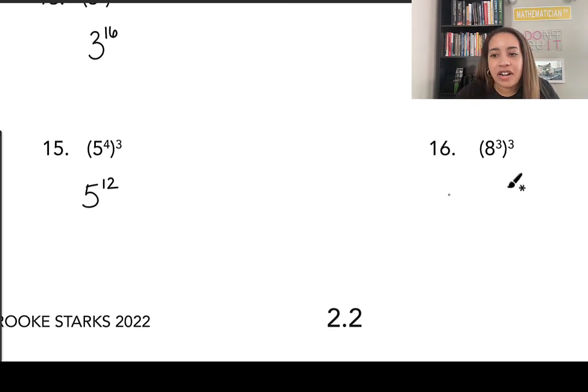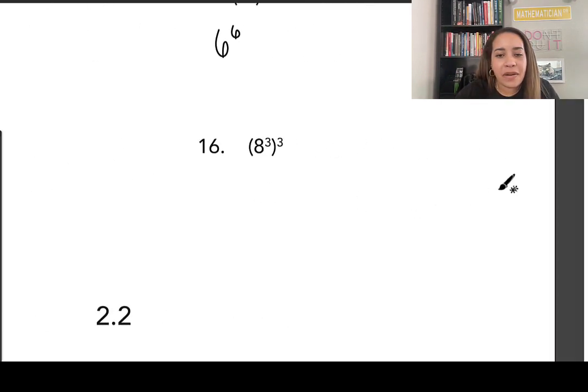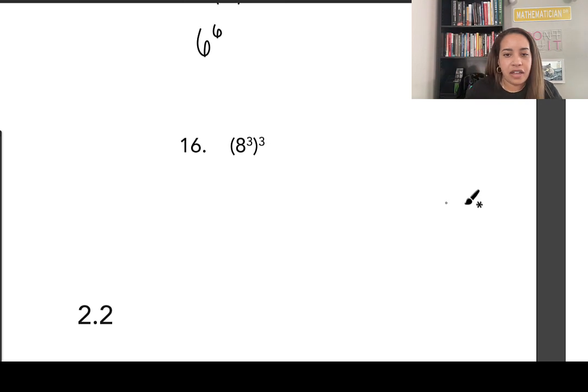Here's another with a power of a power property. We keep the base the same, and our parentheses tell us to multiply. 3 times 3 is 9.